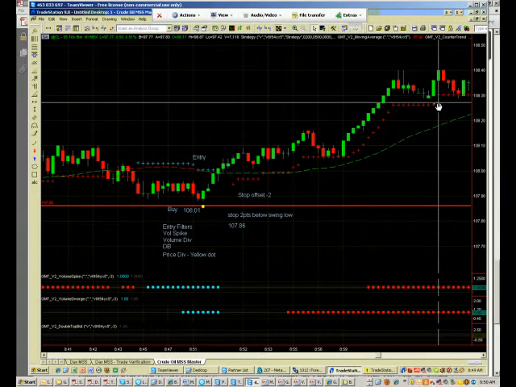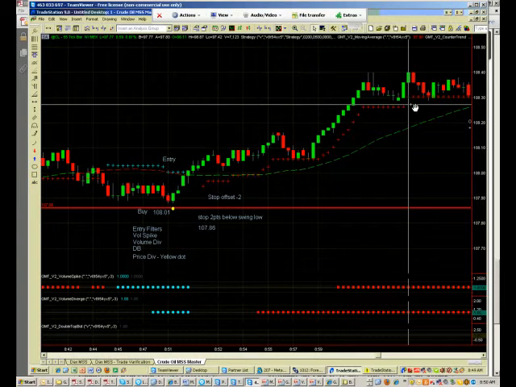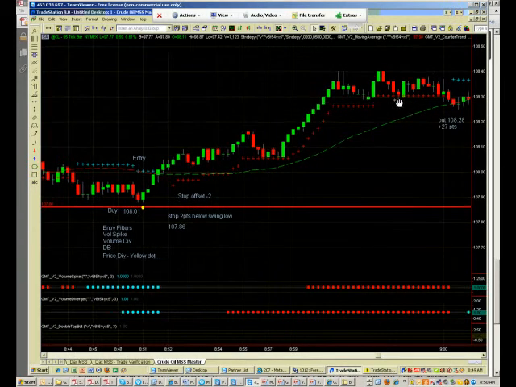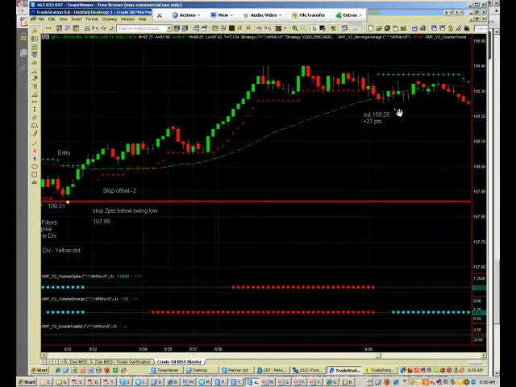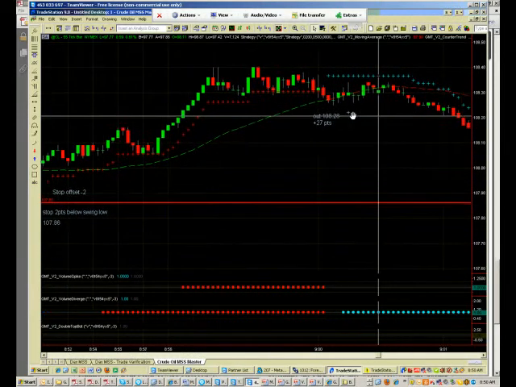Now we get up to around about, let's have a look, 108.30, and you'll see here that we just drop off. You see we get resistance at 108.40, and price just falls back below. So that basically has us out of the trade, and we're now looking for our next setup.